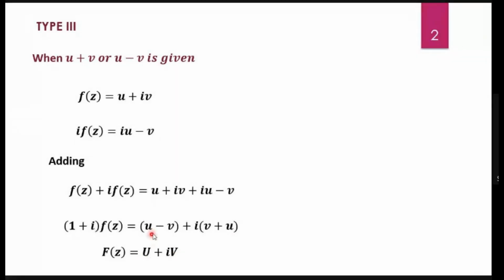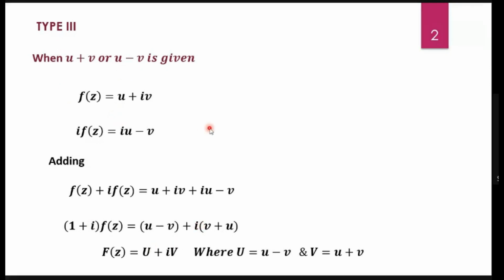Okay, so we will denote 1 plus i into f of z by capital F of z, u minus v by capital U, and u plus v by capital V, where capital U is u minus v, capital V is equal to u plus v, and capital F of z is equal to 1 plus i into f of z. Okay, clear till here? So we started with f of z. Why are we doing this step? Just to get u plus v and u minus v.